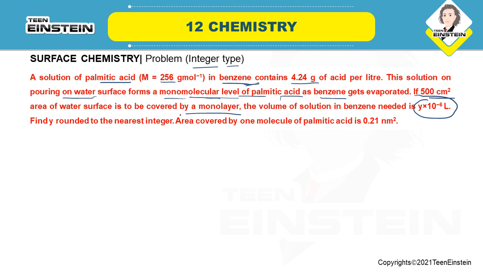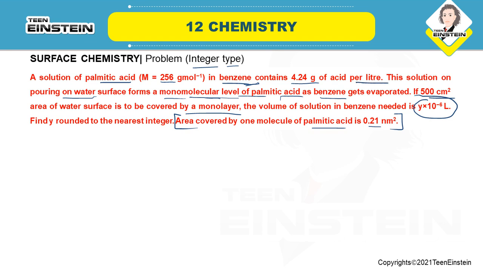And here another piece of information is given. Area covered by one molecule of palmitic acid is 0.21 nanometer square. See, the value is so small, it is in nanometer units, because for one molecule the surface area will obviously be very small. So what information is given? The amount of this fatty acid in benzene is 4.2 gram in 1 liter of benzene.